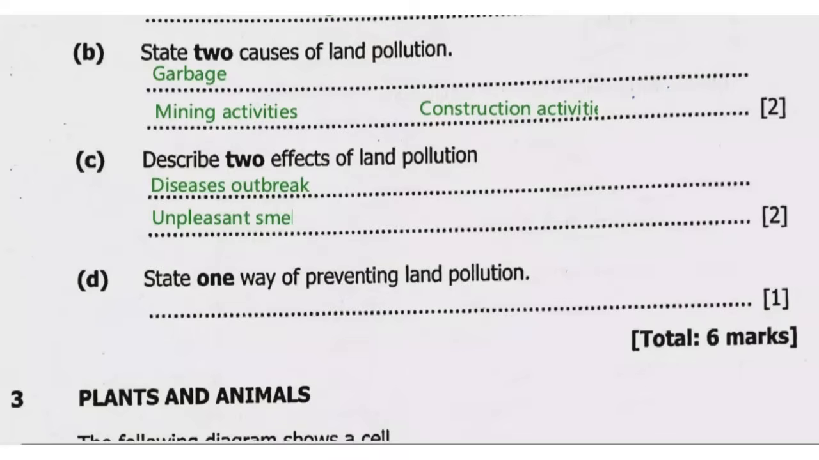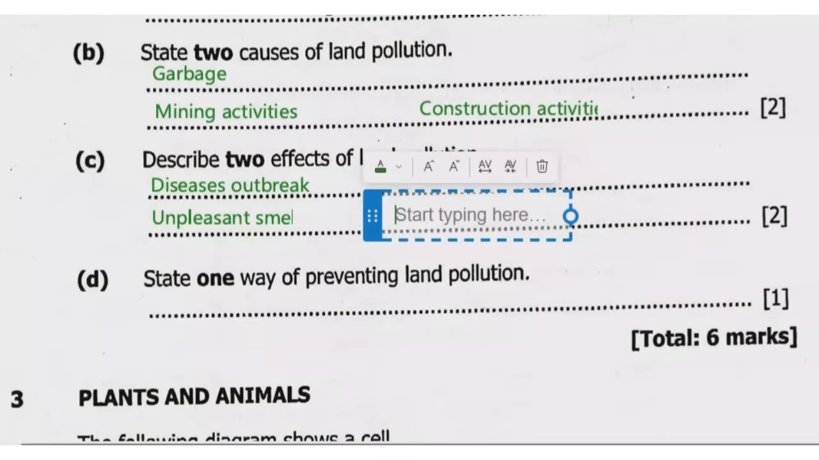Now, since they asked for 2, I'll give you 3. The other one, if the land is polluted, it becomes unproductive. Let's talk about excess use of inorganic fertilizer as a cause of land pollution. If excess fertilizer is used on a certain land, the land will lose its fertility and it won't be productive. So that means it also causes the land to be unproductive.